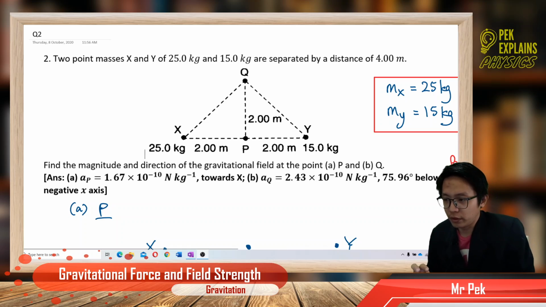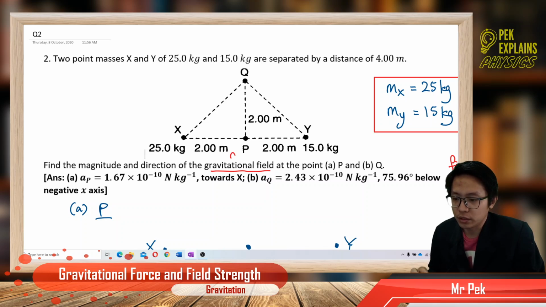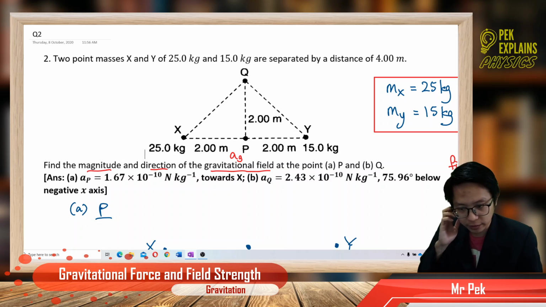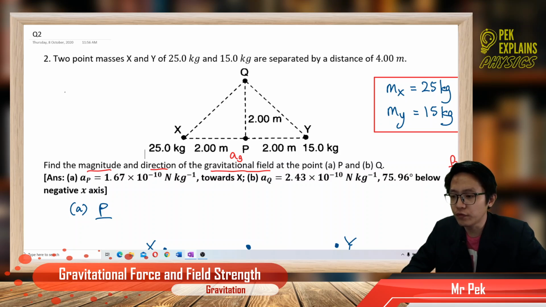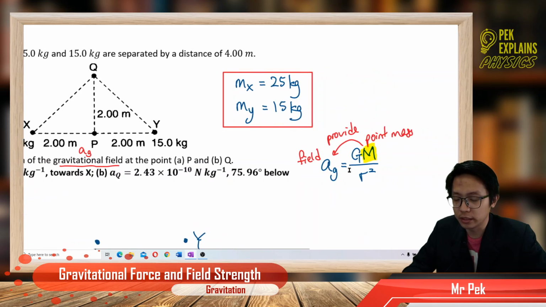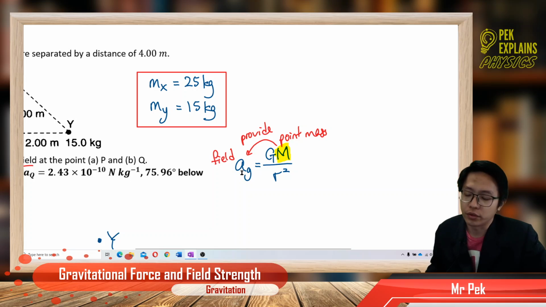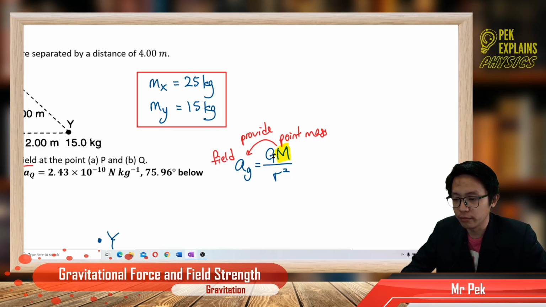What the question requires us to find is the gravitational field, which is AG. We want to find the magnitude and direction, so this is a vector. What's the formula? Gravitational field equals Gm over r square. The mass is the point mass that provides the gravitational field, so make sure you use the correct mass. Use the point mass, not the test mass.